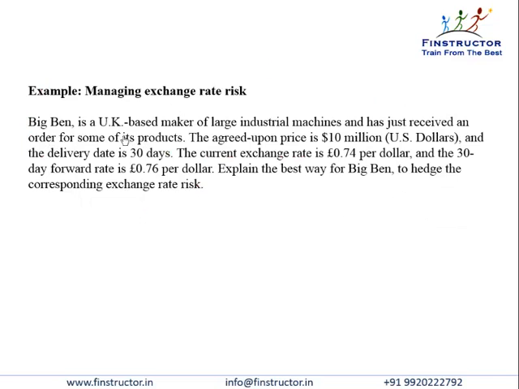Big Ben is a UK-based maker of large industrial machines and has just received an order for some of its products. The agreed upon price is 10 million US dollars and the delivery date is 30 days. The current exchange rate is pound 0.74 per dollar and the 30-day forward rate is 0.76 per dollar. Explain the best way for Big Ben to hedge the corresponding exchange rate risk.